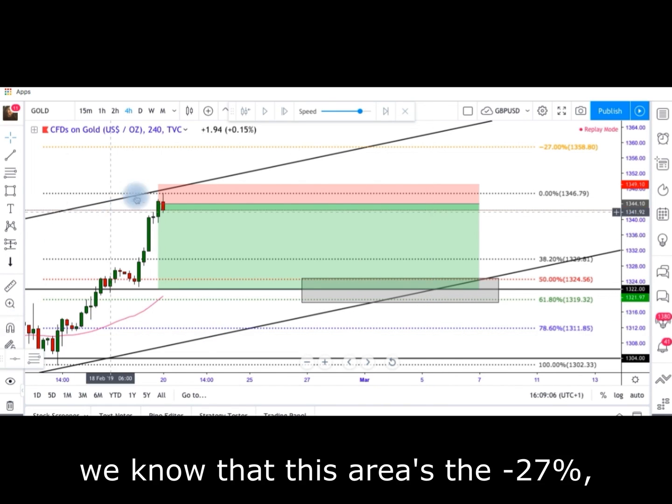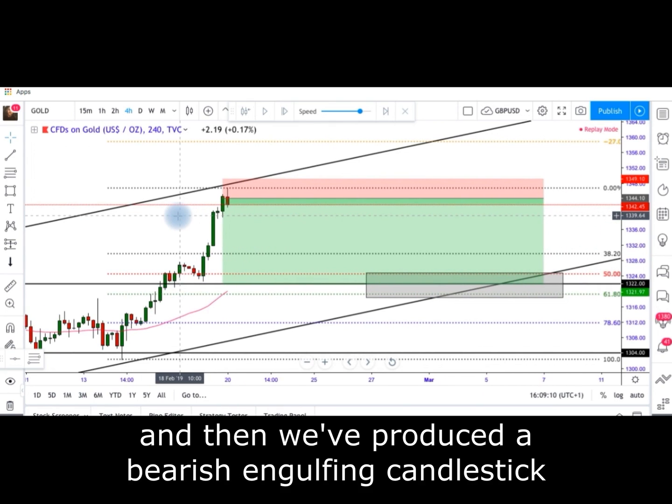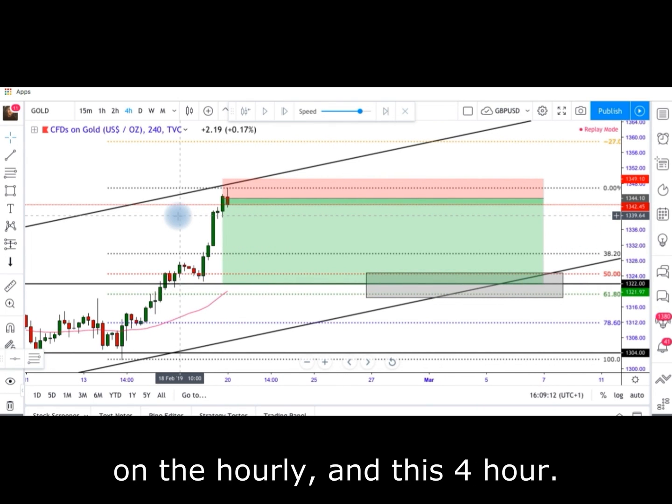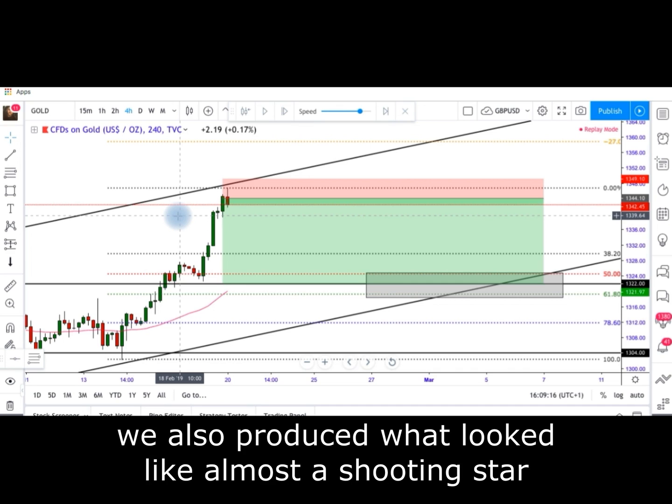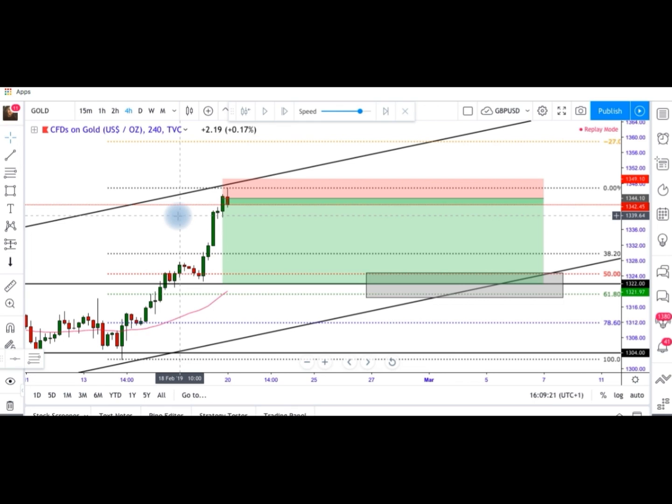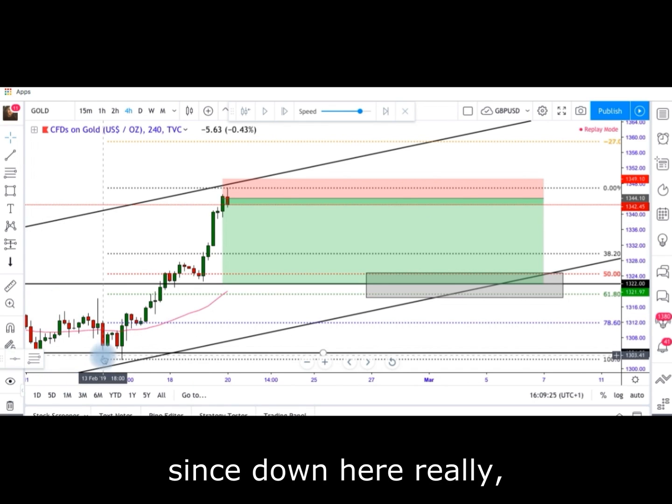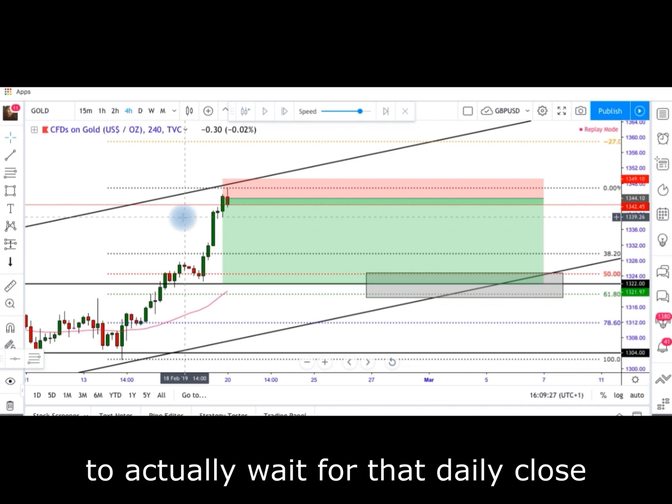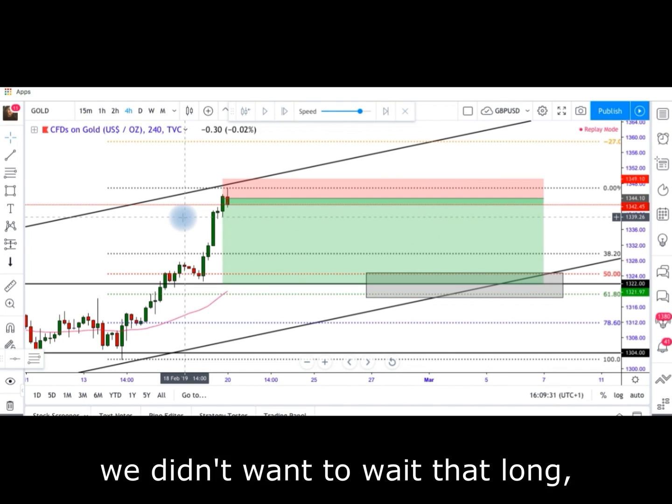We know that this area is the minus 27%, and then we've produced a bearish engulfing candlestick on the hourly and this 4 hour. Now, in fact, on the daily, we also produced what looked like almost a shooting star or spinning top, which was the first red daily candle since down here, really. So that would have been a sign to wait for that daily close and then get in on the next day. But to be honest with you, we didn't want to wait that long.